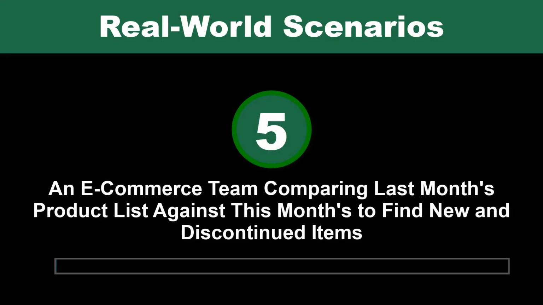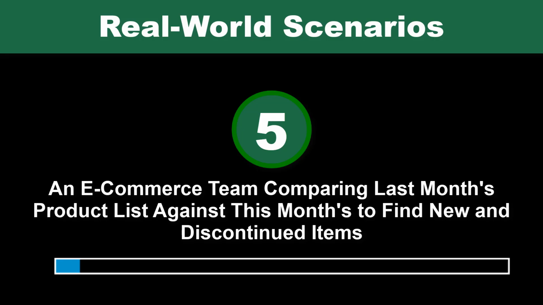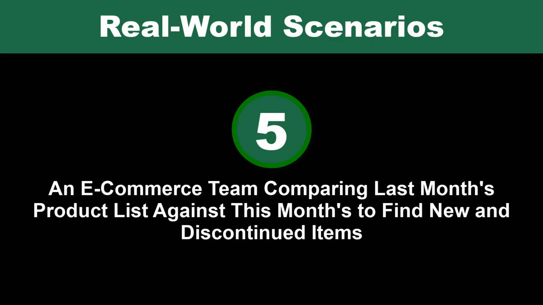An e-commerce team comparing last month's product list against this month's to find new and discontinued items. An e-commerce team needed to track which products were added and which were discontinued between 2 monthly catalog snapshots stored in Excel. Both lists had thousands of rows, making manual comparison completely impractical. Compare Lists surfaced new additions in List 2 only and discontinued products in List 1 only, while Common confirmed the stable catalog. The analysis was done in seconds instead of hours.